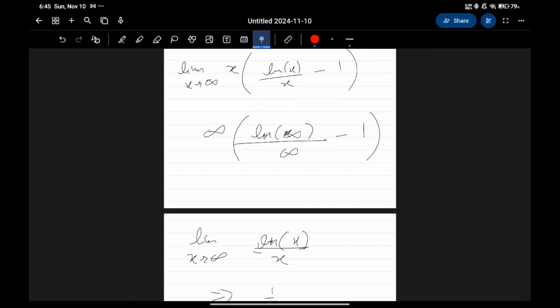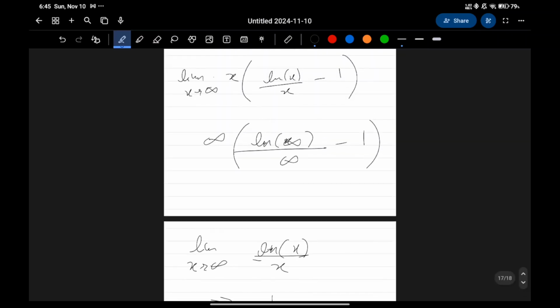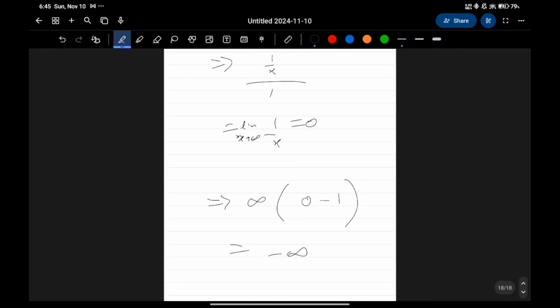So this part becomes 0. So I can conclude that this becomes infinite times 0 minus 1, which is just negative infinity. Alright, BODMAS. First figure out what's on the inside, then figure out what's on the outside. So my answer here would be negative infinity. So are we clear with the infinite minus infinite property?